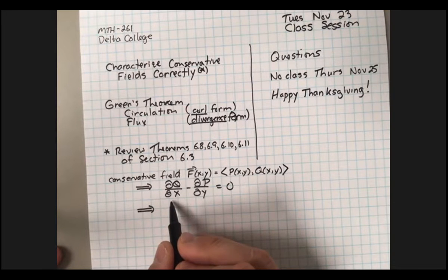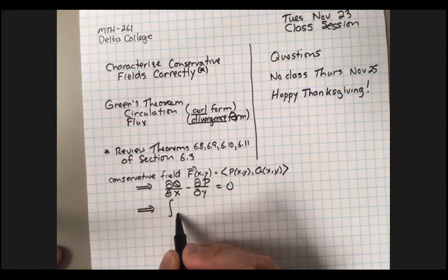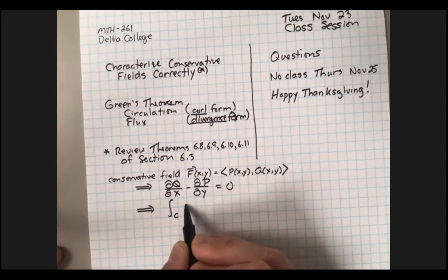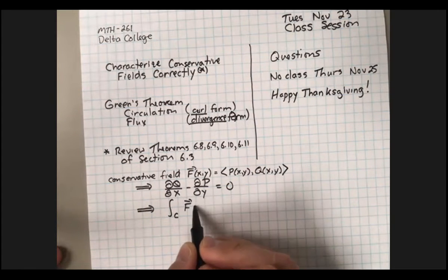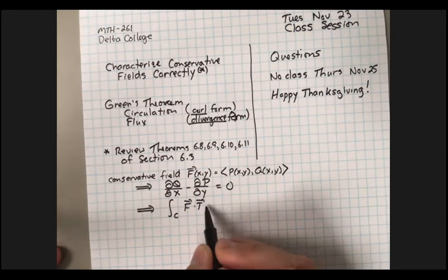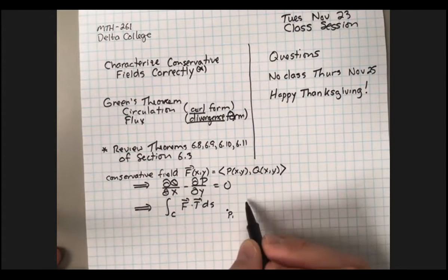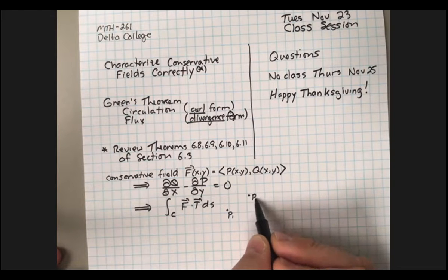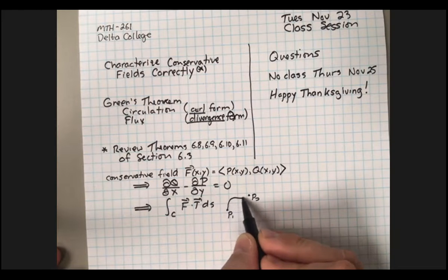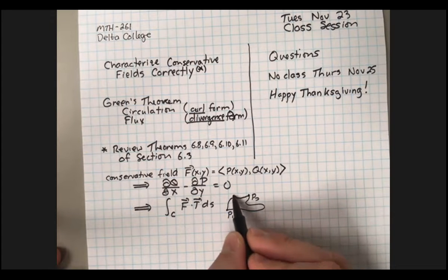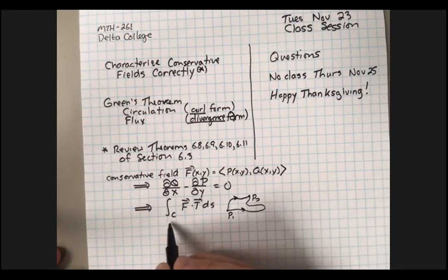any line integral over a curve C from a point P1 to P2 is independent of the path I take between the two points. So I'll say that with this little drawing.